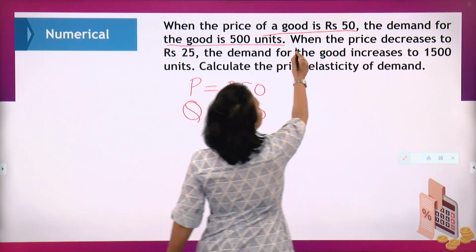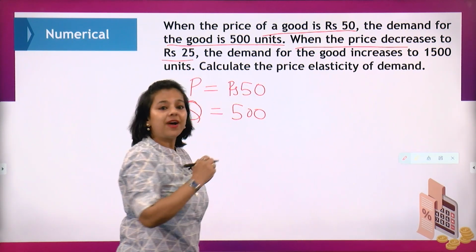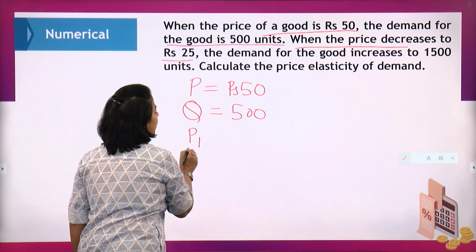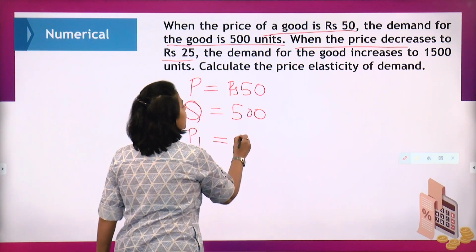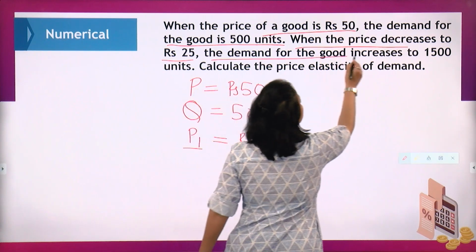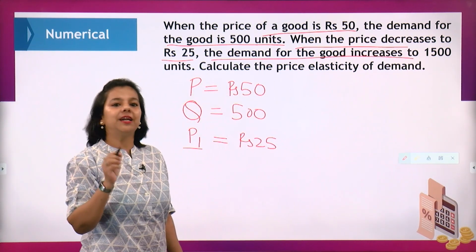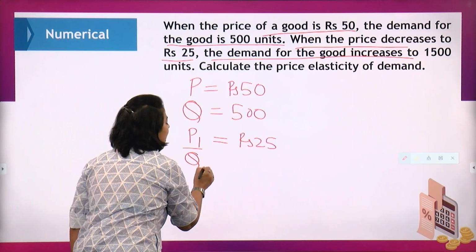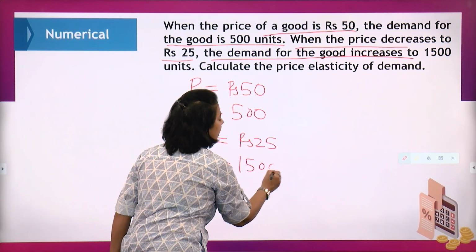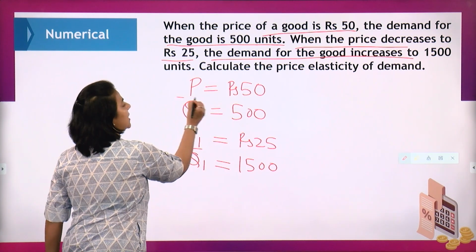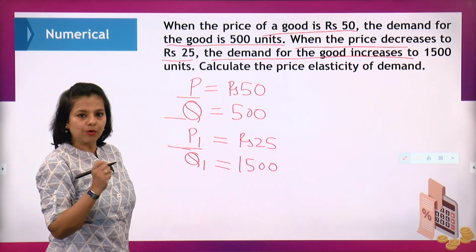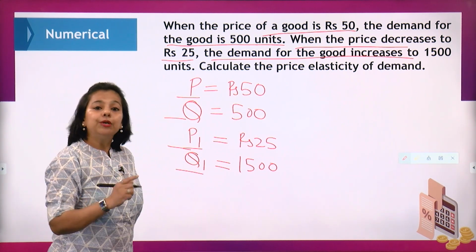Now, when the price decreases to rupees 25, that means it is the new price. New price, we will denote it as P1, and new price is rupees 25 as given in the question. The demand for the good increases to 1500 units. Now the new quantity demanded, we will denote it as Q1, is 1500 units. See students, P stands for original price, P1 stands for new price. Q stands for original quantity and Q1 stands for new quantity.